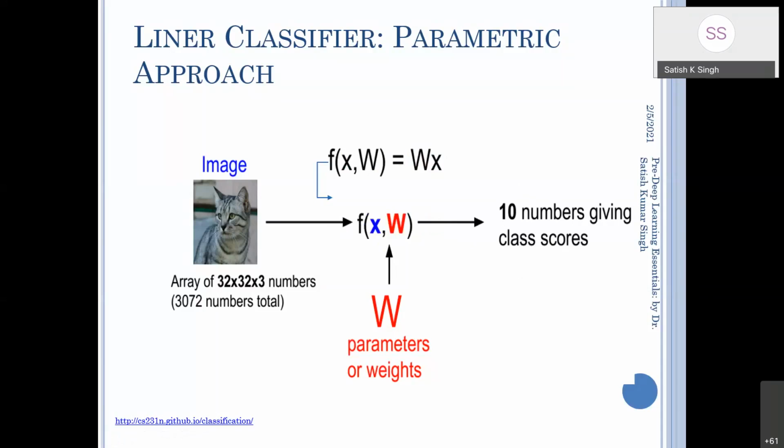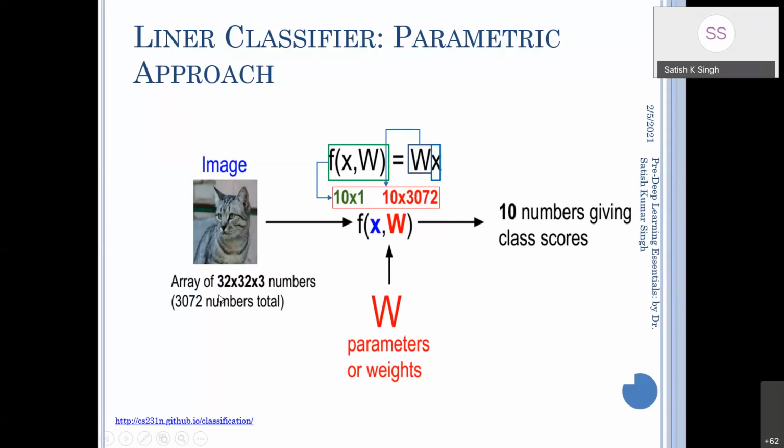So f(W, x) is Wx. So how many values of f? Total 10. So f is a 10 by 1 matrix. And this W is a 10 by 3072 matrix, basically. How many values of this W? 10 rows corresponding to 10 classes, and 3072 columns corresponding to the number of data points.